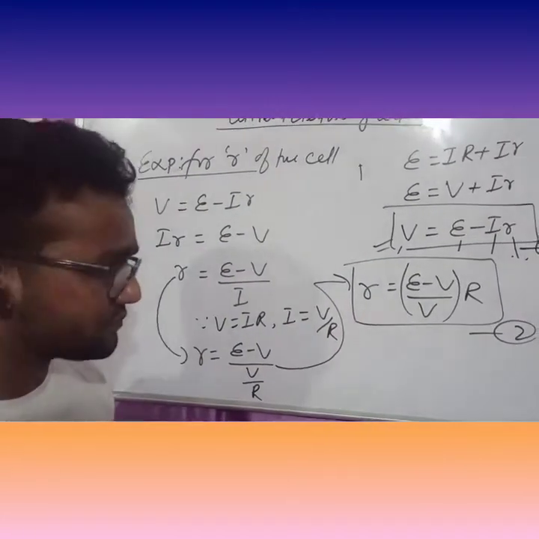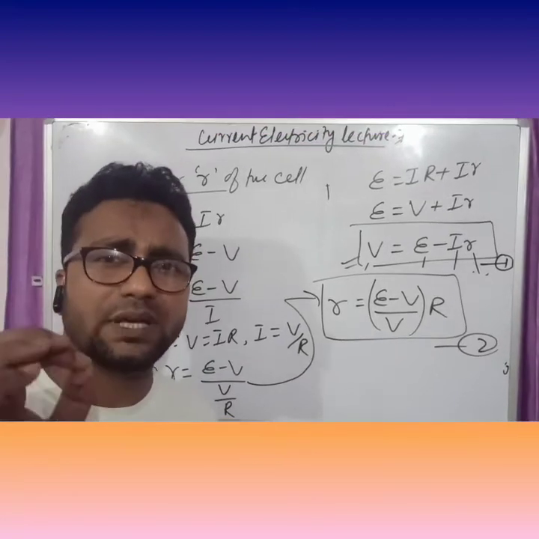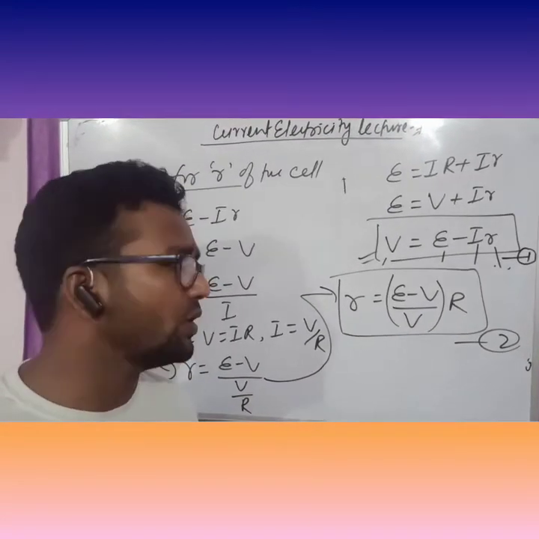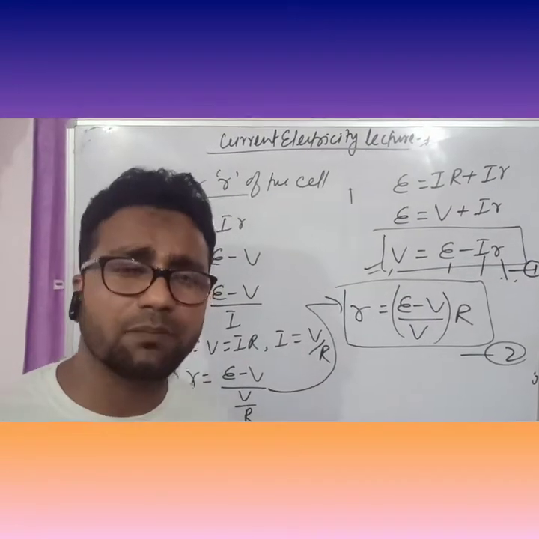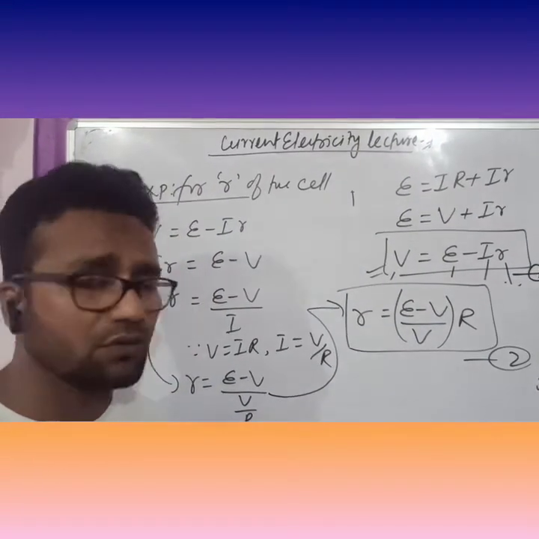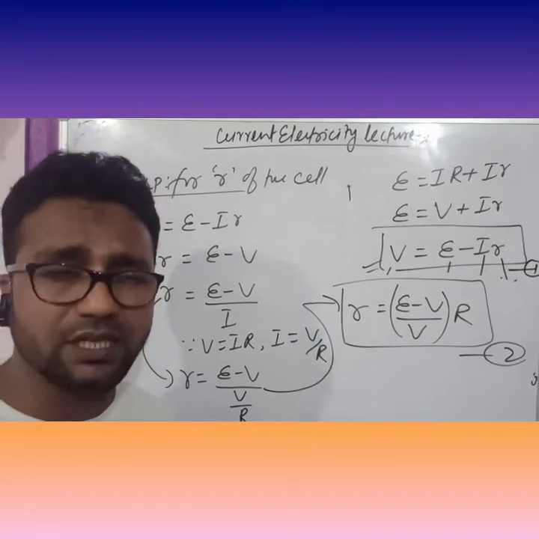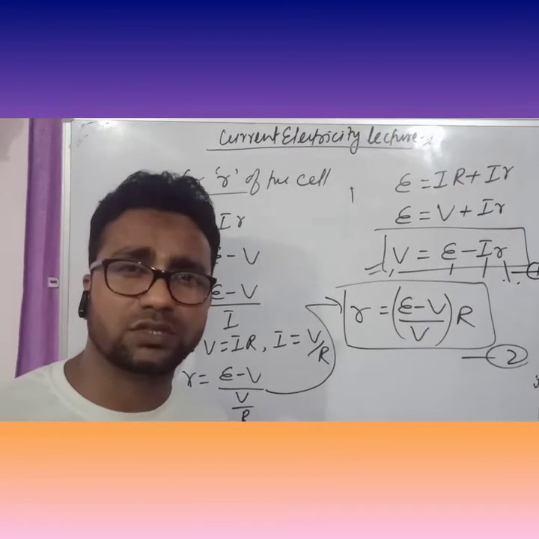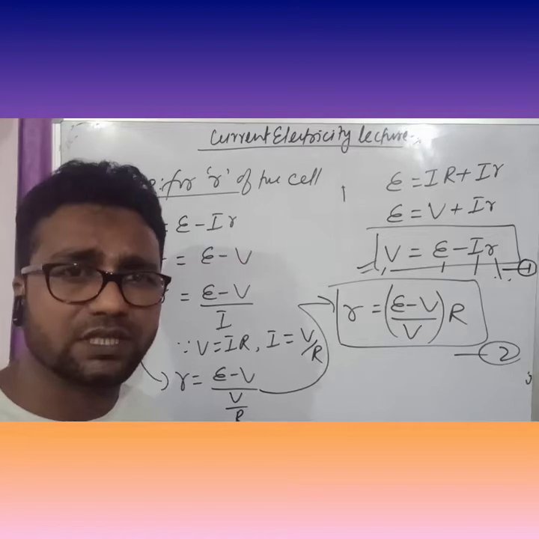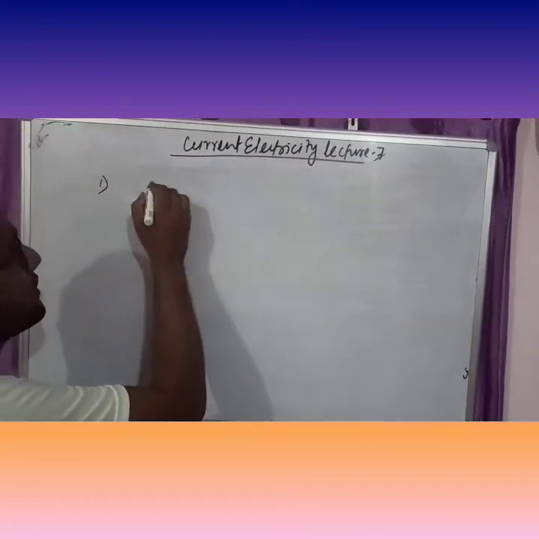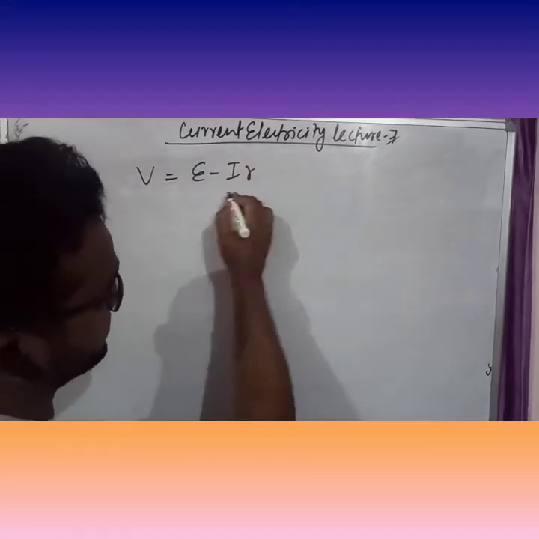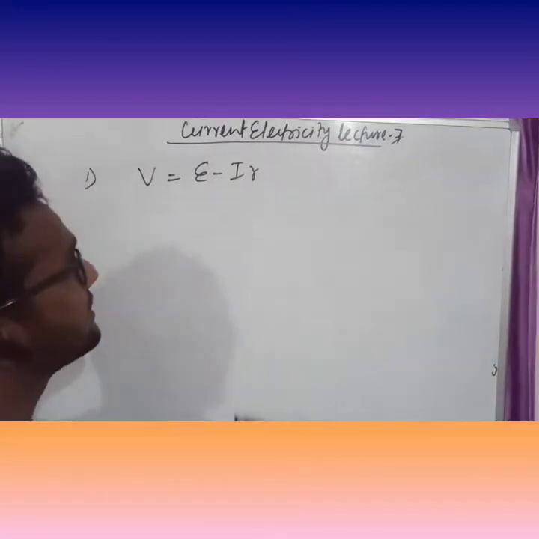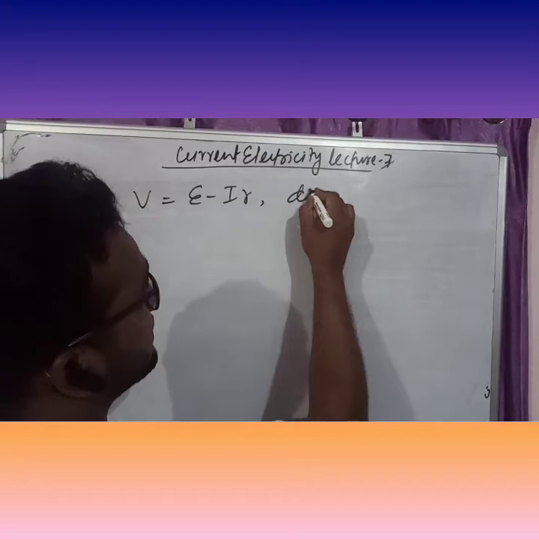Now we will explain some basic concepts related to it, for EMF and terminal potential difference, with which we can easily solve the 1 mark or 2 marks questions of the board examinations. We see here we have the expression V equal to E minus Ir. This equation is valid for discharging of the cell.